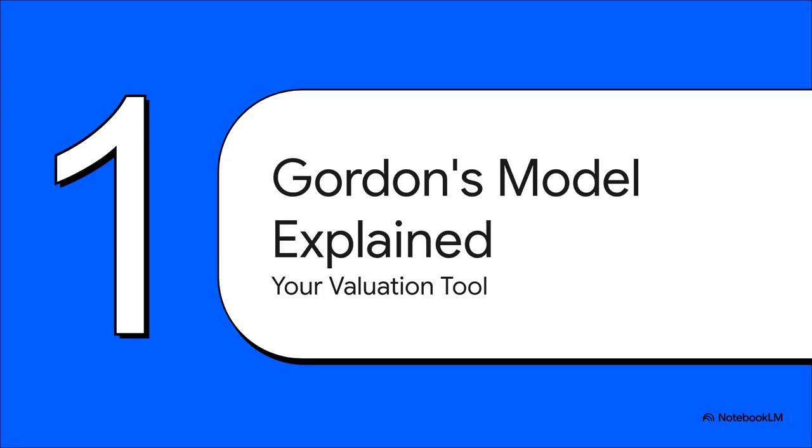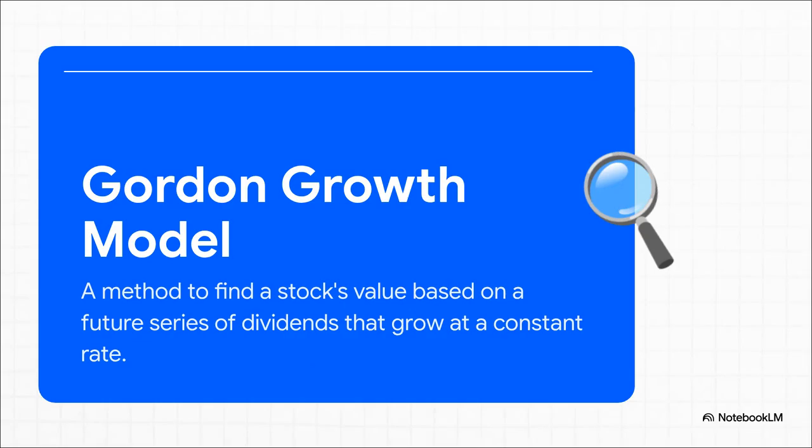Okay, let's get into our primary tool for cracking this valuation code, the Gordon growth model. Honestly, you can think of it as the Swiss Army knife for valuing any company that pays out dividends. It's that useful. At its heart, the model is actually beautifully simple. What it does is it helps us figure out a stock's value today. And it does this based on one single, really big assumption, that the company's dividends are going to grow at a steady, constant rate forever. Yeah, you heard that right, forever.